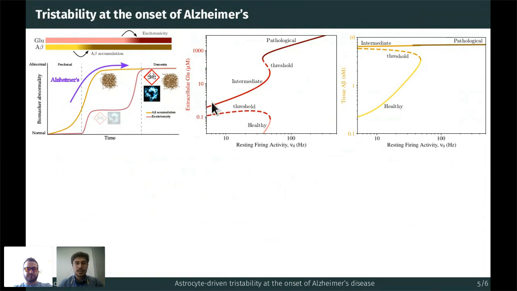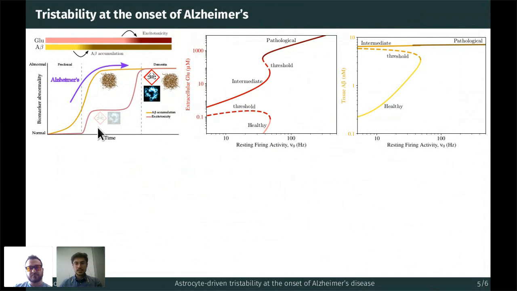For example, in this case, you observe that this intermediate stable branch is for moderate values of extracellular glutamate, whereas for amyloid beta here on the right, this intermediate stable branch has very large concentration. So this means that in the progression of the disease, we are developing first amyloid beta accumulation, and then excitotoxicity or glutamate concentration is kicking in.